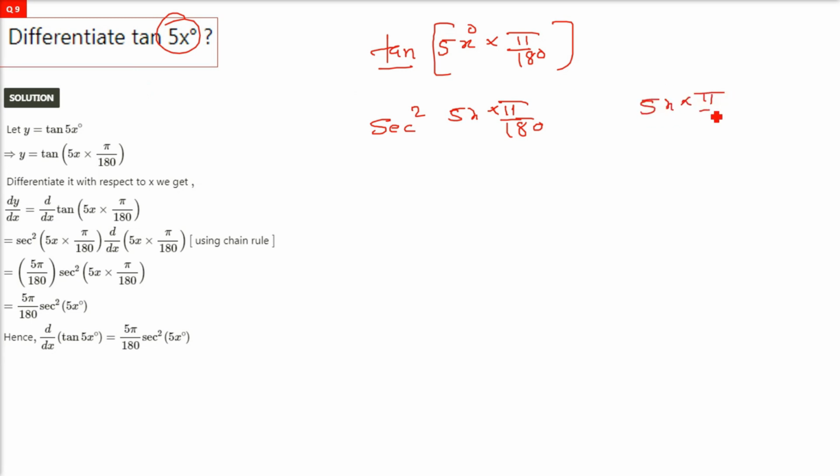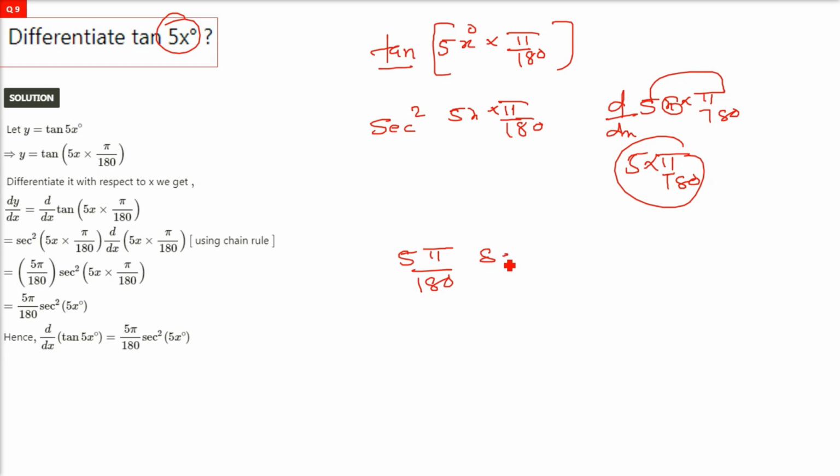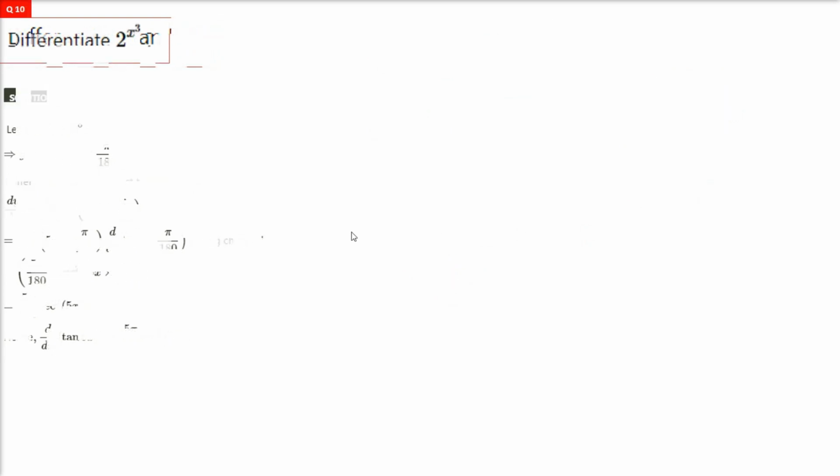Chain rule. So 5x into pi by 180, differentiation of that will be, constant will come out. So 5 pi by 180 will come out. And d by dx of x is going to be 1. So only 5 pi by 180 will be there. But if you write 5 pi by 180 in the end, it will be seen as, okay, this is following sec square 5x pi by 180 and 5 pi by 180. So you always write constant in the front. So 5 pi by 180 is sec square 5x degree. Always remember, you have to write in the degree.